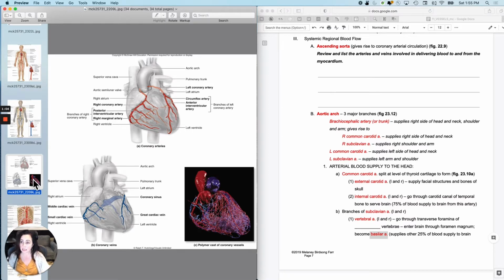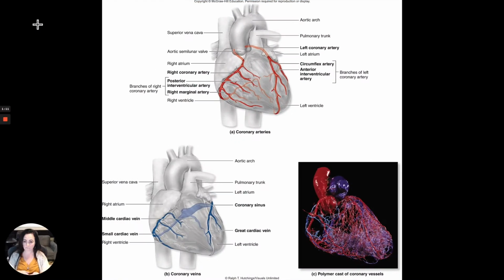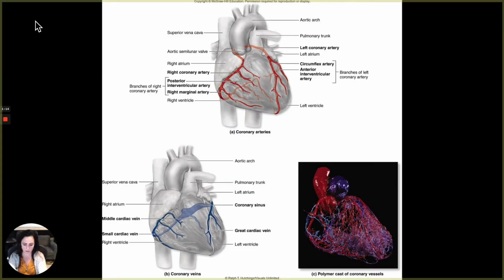You guys have already done this, but let us highlight these because we've done them before, but let's do it again. Okay, so we are going to give blood from the ascending aorta, which is here, and blood is going up through there. It's going to go to the left coronary artery, which is right there, down the anterior interventricular artery, and then around the back with the circumflex artery.